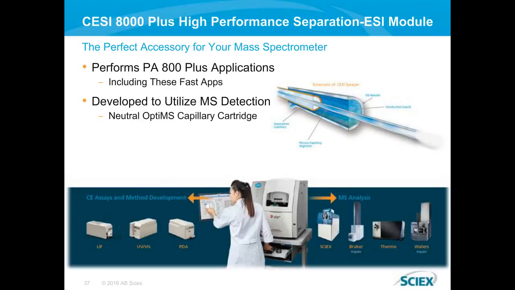Now, I just want to take one quick second and mention that if you are at all interested in mass spec detection, we do have a system for that as well. It's called the CSI 8000 Plus. It performs all of these applications, so it can basically do everything the P800 Plus can do with LIF, UV-Vis, or PDA detection, including all of the fast applications that we talked about today, but it's been developed specifically to utilize MS detection. So if you have a need in the future or right now for MS detection coming from your CE, the CSI is a good choice there.